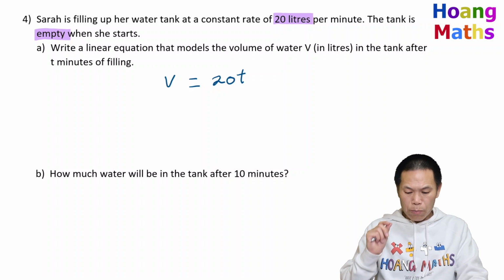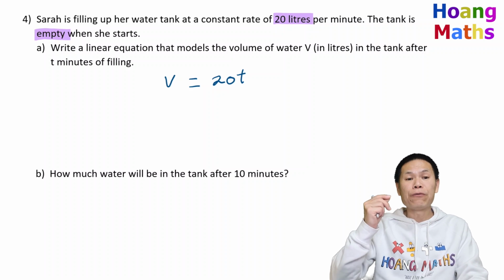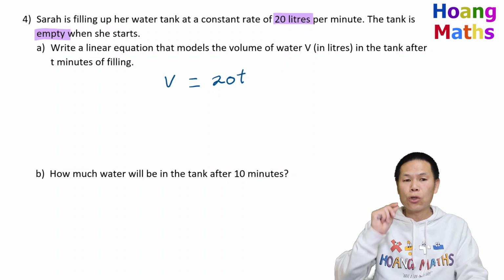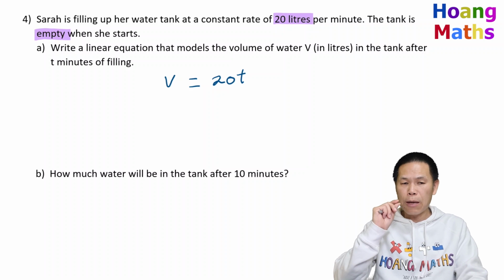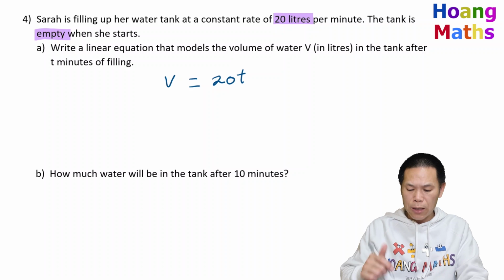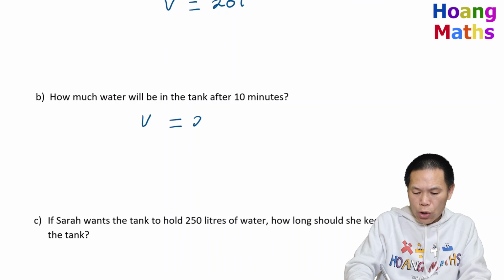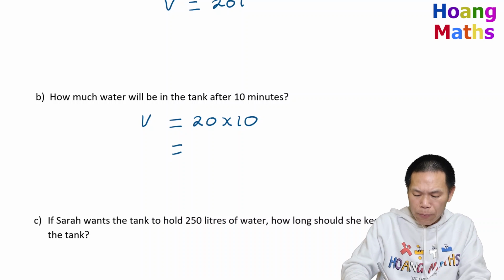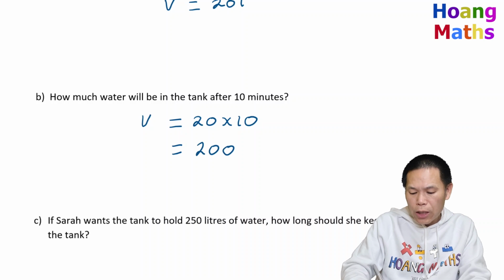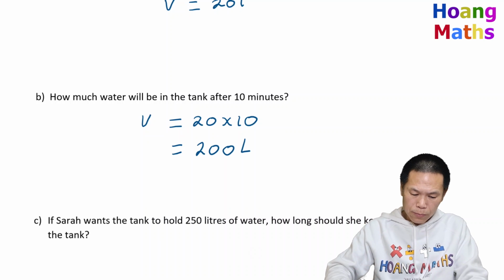Part B, how much water will be in the tank after 10 minutes? So T is equal to 10. That means volume V equals 20 times 10. So V is equal to 20T, T is 10. So that is 20 times 10, and 20 times 10 is 200. So that is 200 liters.